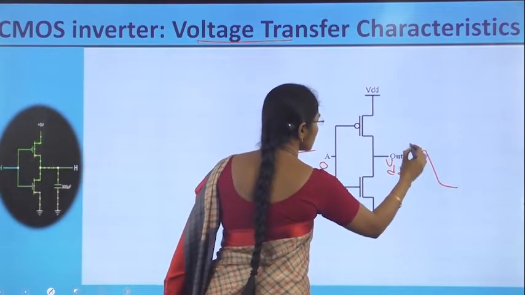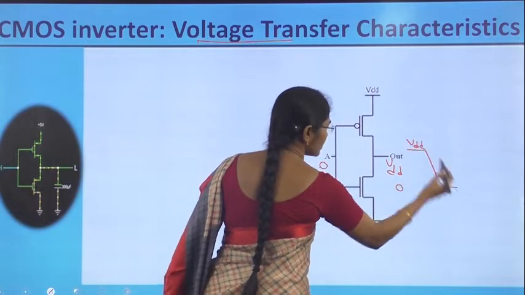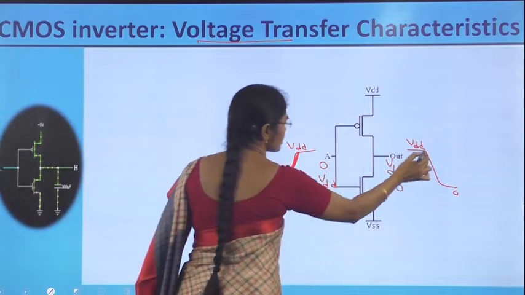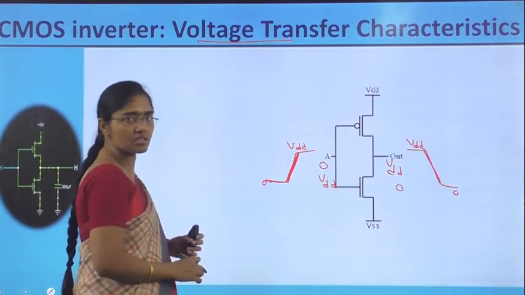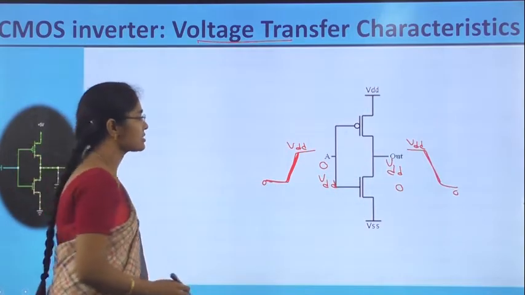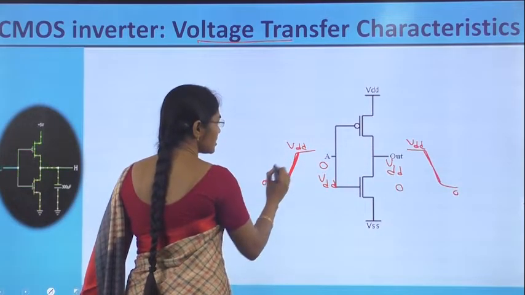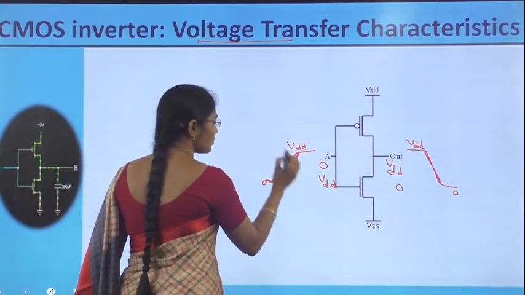How are these two appearing from these transition regions? Let us check the total characteristics. Here the input is taken from 0 to VDD, with 3 other points in the middle.